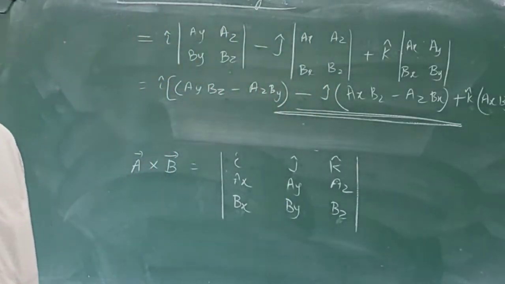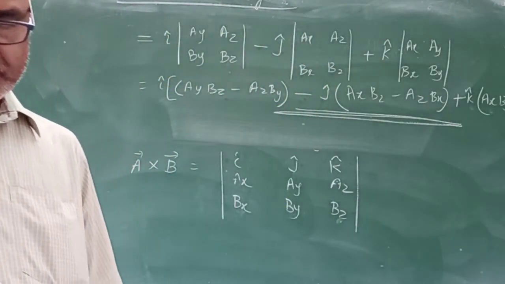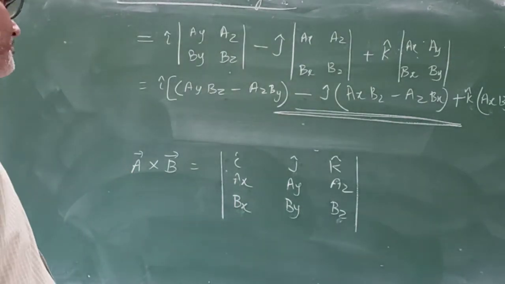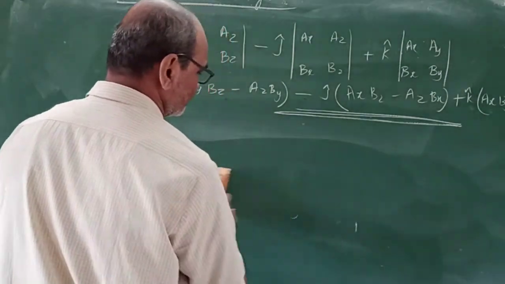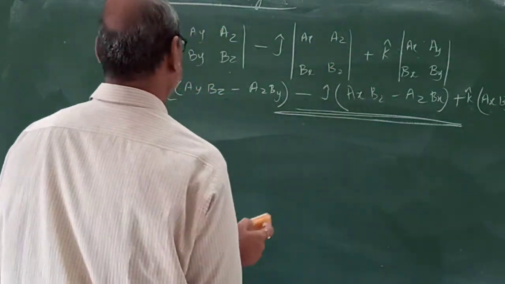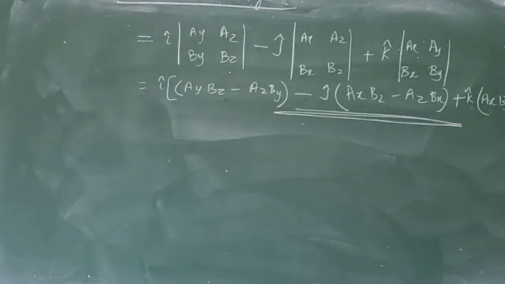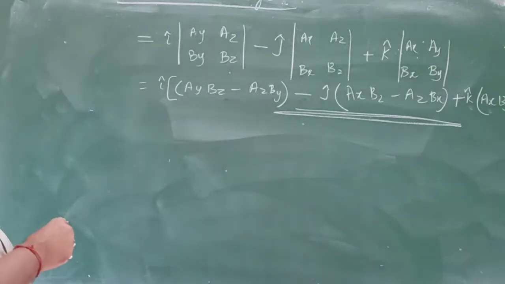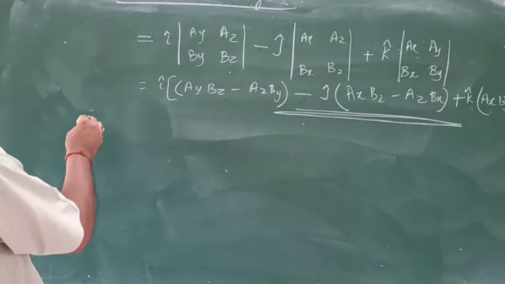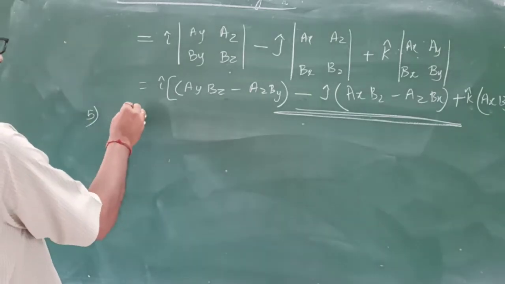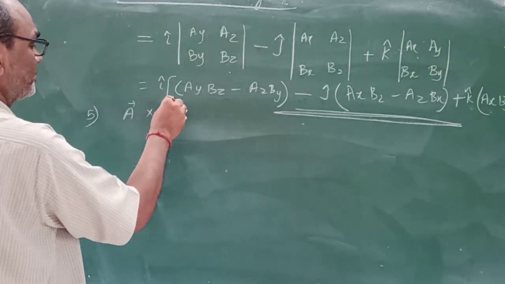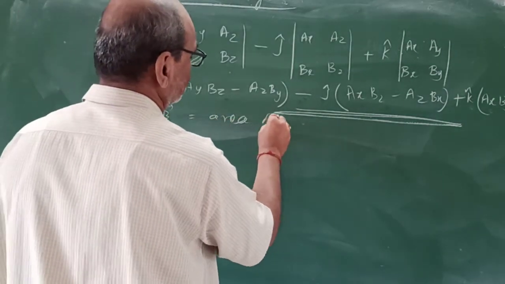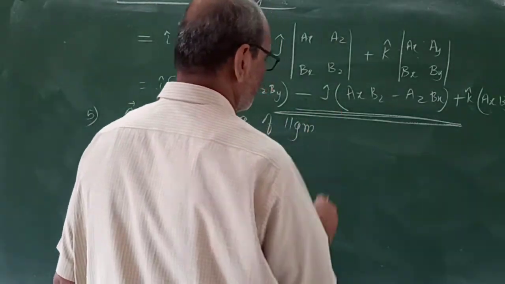The next one: the cross product of two vectors gives the area of a parallelogram. Is it clear? The area of a parallelogram we can find in this way only. Fifth point: the magnitude of A cross B gives the area of the parallelogram. How can we say?